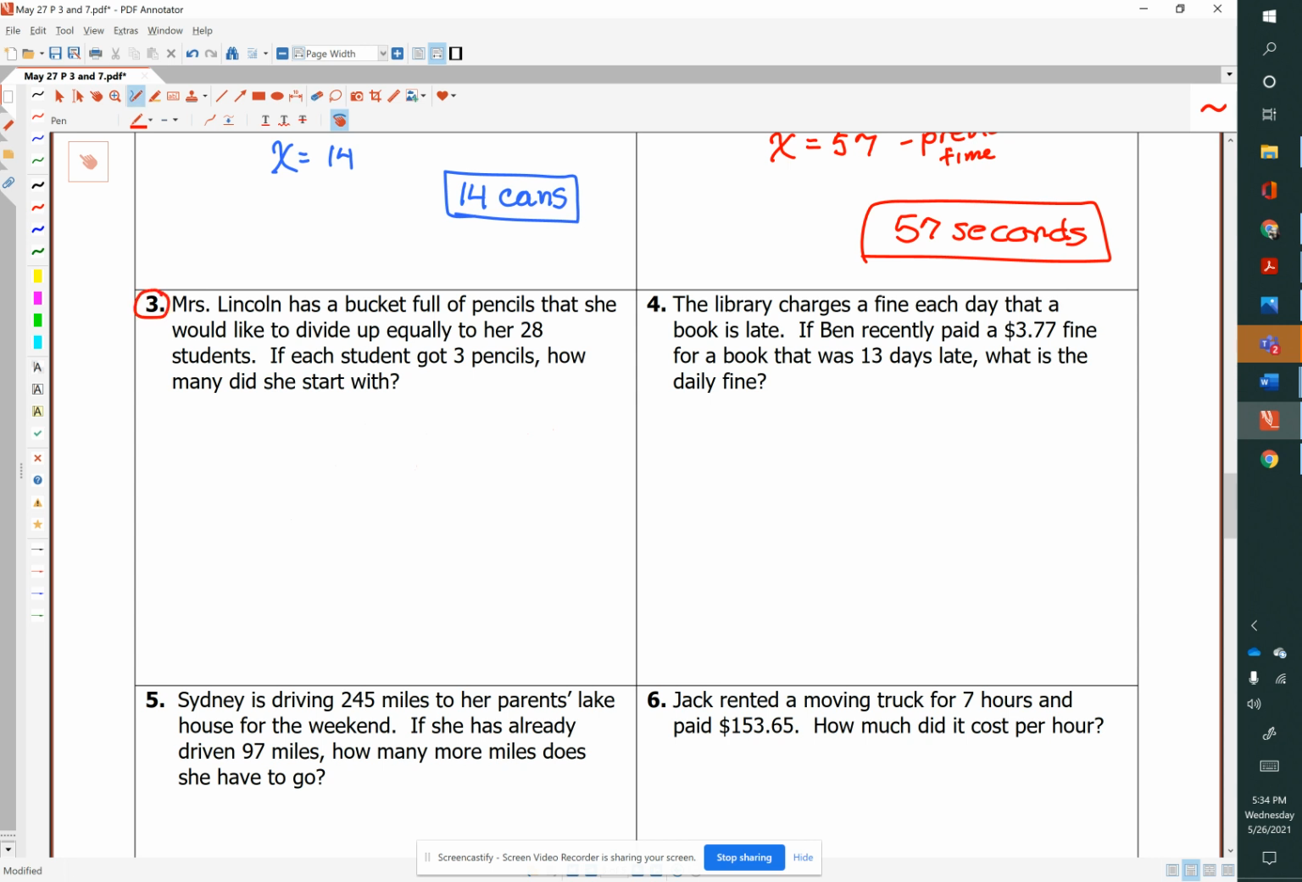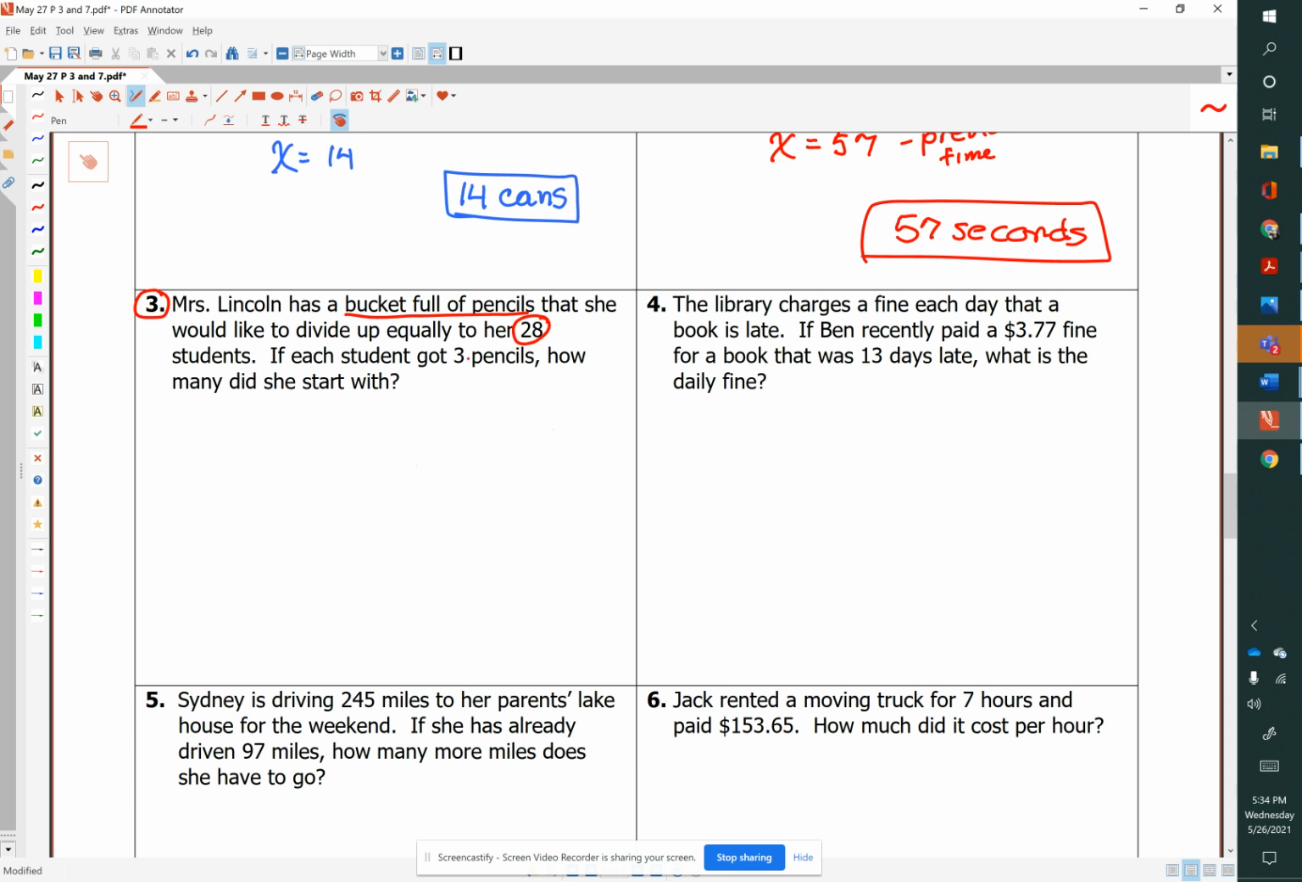Okay, let's start with number 3. We've got Mrs. Lincoln, who has a bucket full of pencils that she would like to divide up equally to her 28 students. Now they're saying bucket full of pencils, so I have a feeling that's what they're going to ask us, how many are in that bucket. So if each student got 3 pencils, how many did she start out with? And indeed, that's what they want to know.